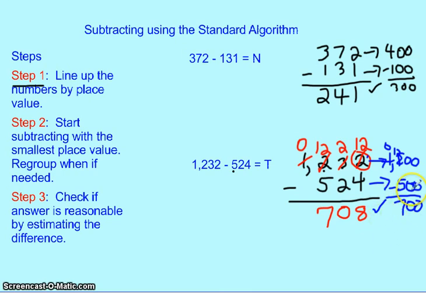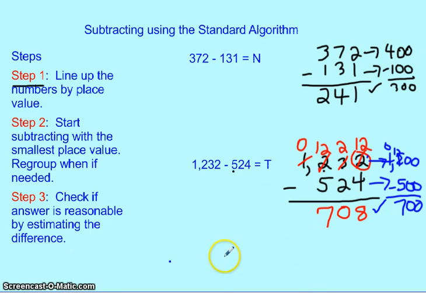So, again, subtracting using the standard algorithm is very similar to addition. The only difference is that instead of combining the amounts in each place value, we are taking one amount away from the other number. So, our answer is reasonable.